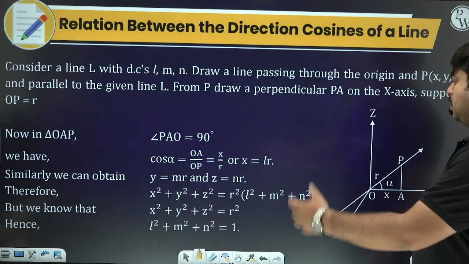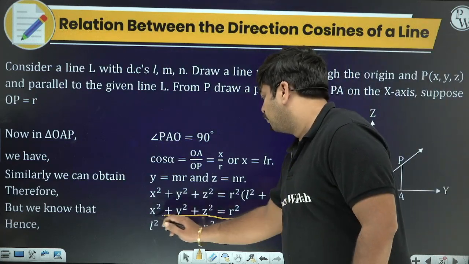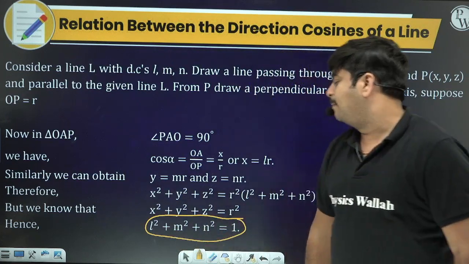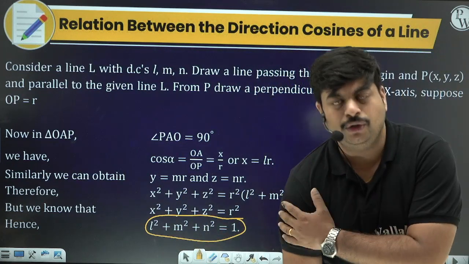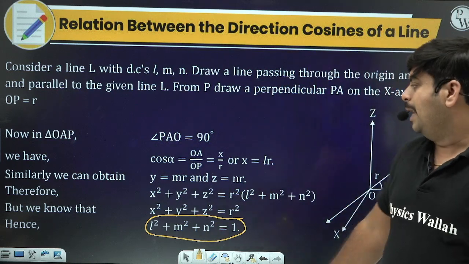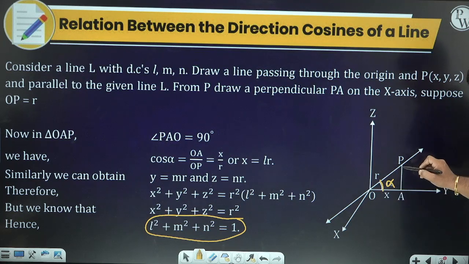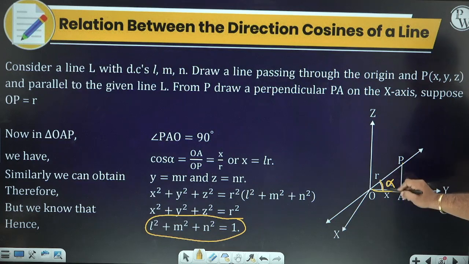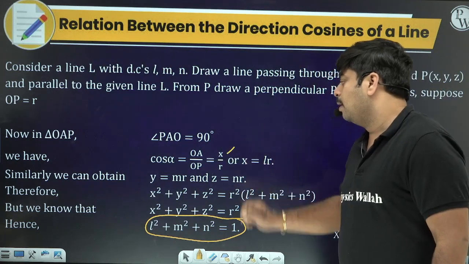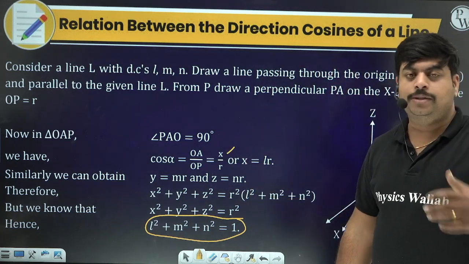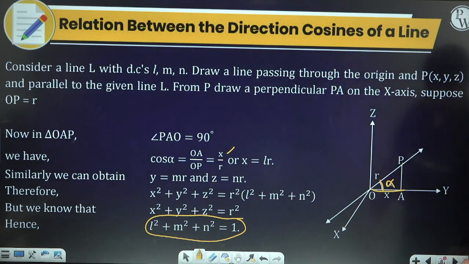Some proofs, we'll look into later if time permits. L square plus M square plus N square is equal to 1. You know that, everyone. L, M, N are the cosines of the angles. That means cos alpha is OA by R, where OP is R, so x by R. In the same way, you try to bring cos beta as well as cos gamma. Just add all of them and you'll get your result.